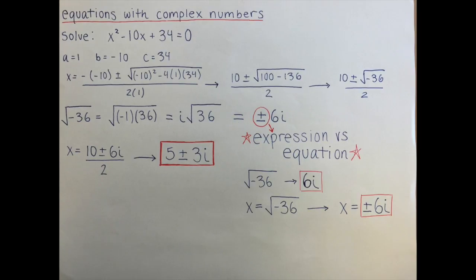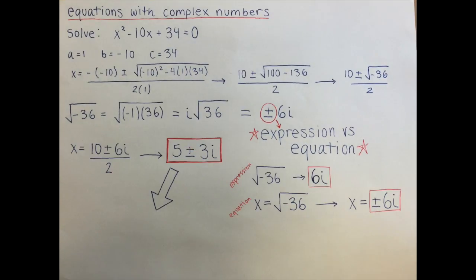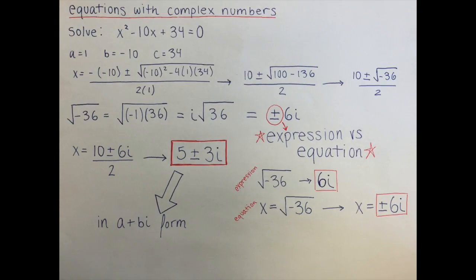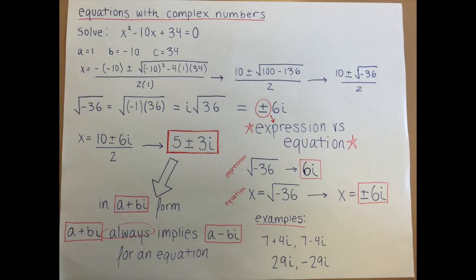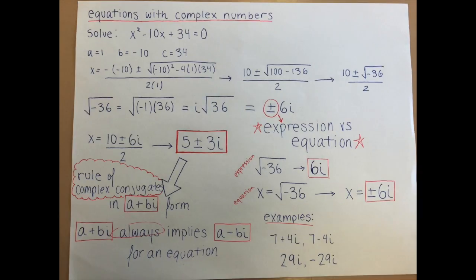The answer to an equation with complex numbers is always going to come in a plus or minus bi format. So you see that in the answer to the above equation, in which 5 is a and 3 is b. And when you see an equation that is a plus bi or a minus bi, the opposite is always implied. So if you just saw, for example, 5 plus 3i, you would know that 5 minus 3i is also implied. This is called the rule of complex conjugates.